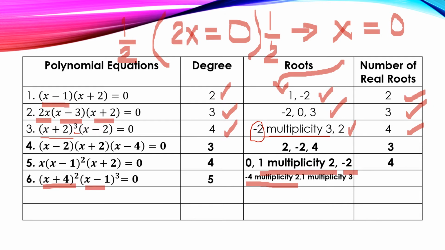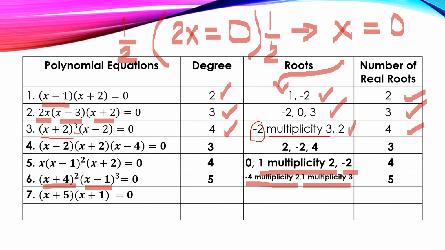Tapos, sa x minus 1 naman, pag kinumpit natin yung value ng x nito, that is 1. Tapos, naka-raise sa 3. So, 3 beses na ulit yung 1. Kaya, meron tayo ditong 1 multiplicity 3. Therefore, ang number of real roots natin ay 5. Dalawang negative 4 at saka tatlong 1. Kaya, total of 5 real roots.